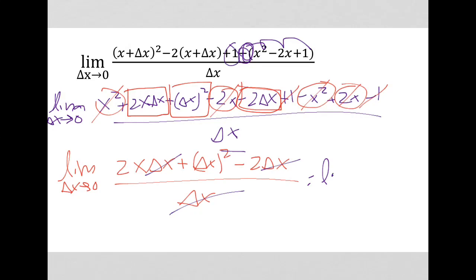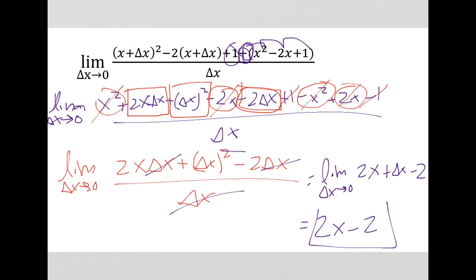So it's going to simplify to the limit as delta x approaches 0 of 2x plus delta x minus 2. And now I can directly substitute in 0 for delta x to get 2x minus 2. And that is my answer. You should not have a delta x in your answer, but you should have an x.